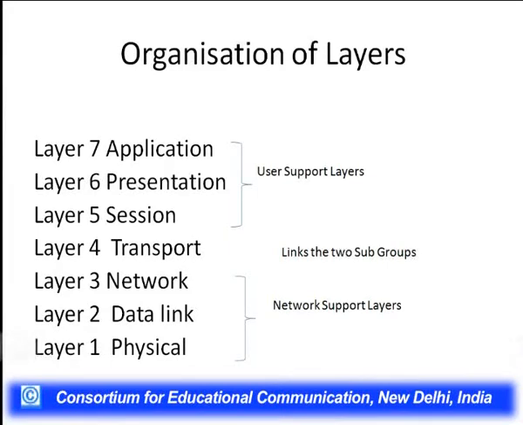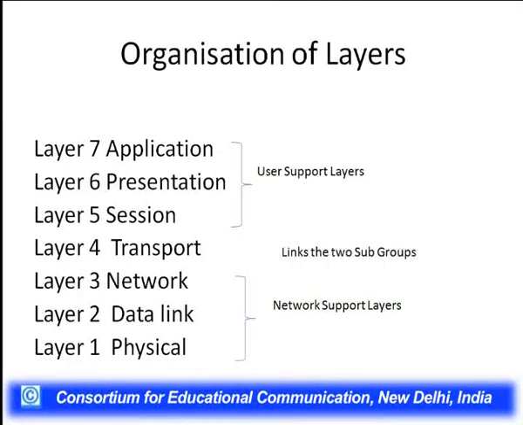So if you see the organization of these 7 layers, they can actually be grouped into two subgroups. The first 3, that is layer 1, 2, 3, that is physical layer, data link layer and network layer, these are known as network support layers. And the top 3 layers, that is the session, presentation and application layers, these are known as user support layers. The 4th layer, that is the transport layer, is a very important layer and it acts as a link between the two subgroups of the layers.